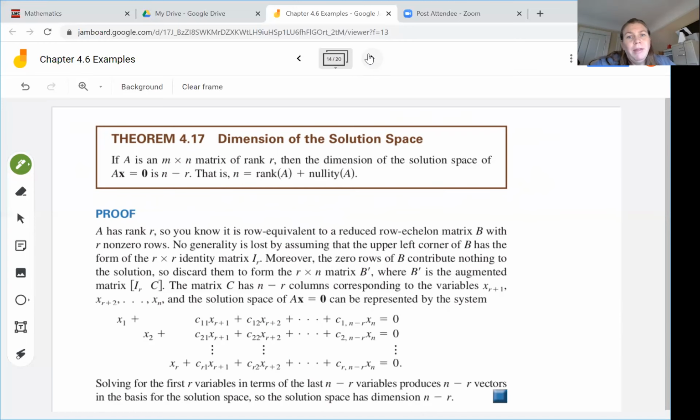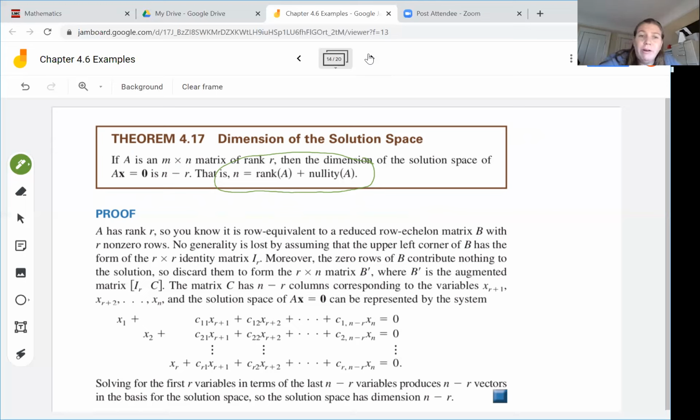So that dimension of our solution space was 5 minus 3, or 2, in the earlier example. Another way you can think about this is that the dimension of the whole system equals the rank of A plus the nullity of A, where, remember, nullity of A is what we call the dimension of the null space. So let's take a look at the proof.